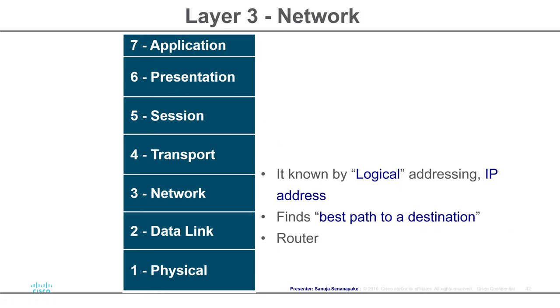So the next one is the network layer, which is layer number 3. It is known as the logical addressing layer, because that's the layer that contains the IP addresses, and it finds the best path to a destination. And the network layer is the layer at which routers operate. That is a very important concept that you should remember. The routers operate at the network layer.